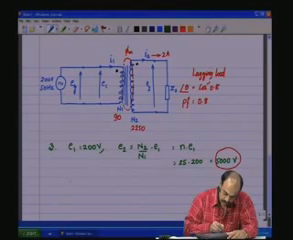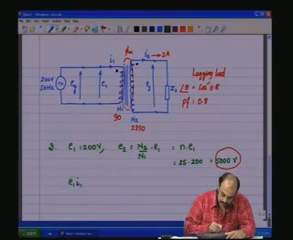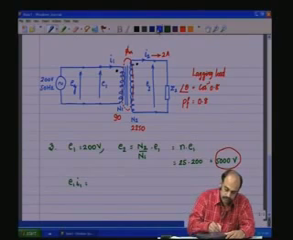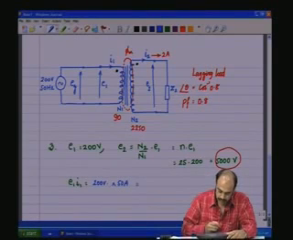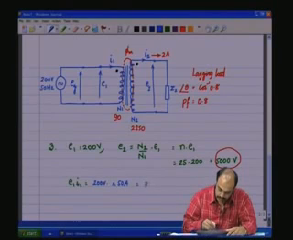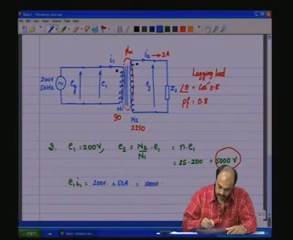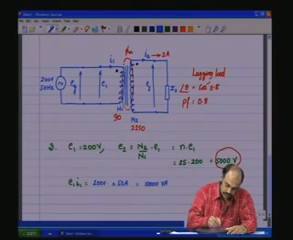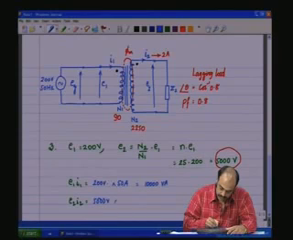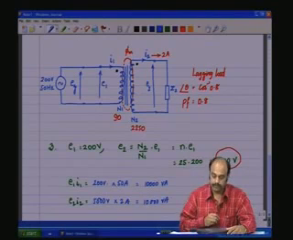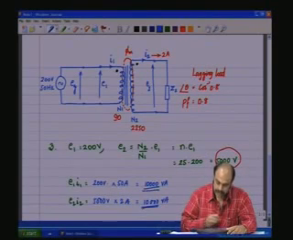Note, E1 I1 is equal to 200 volts into 50 amps, which is equal to 10,000 volt amps. E2 I2, which is equal to 5000 volts into 2 amps, which is equal to 10,000 volt amps, VA. So this power balance should happen.